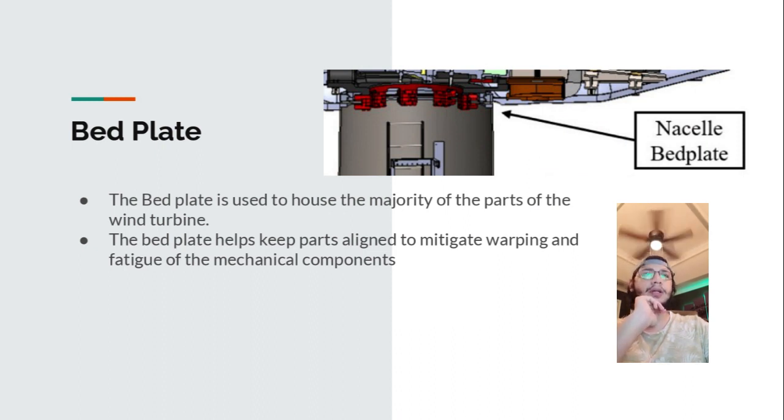Next we have the bed plate, which is used to house the majority of the parts that are housed in the top portion of the wind turbine. The bed plate is also used to help align parts like the shaft and the generator with each other to prevent vibrations from misaligning parts.